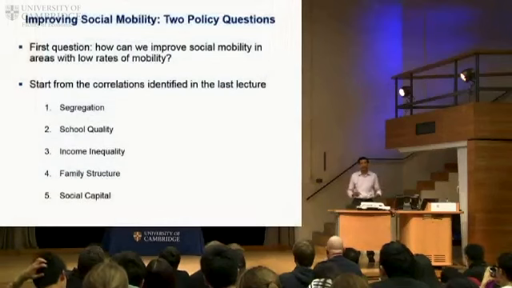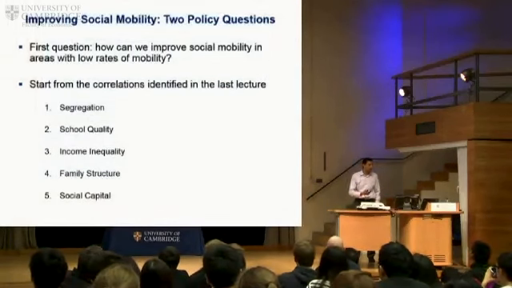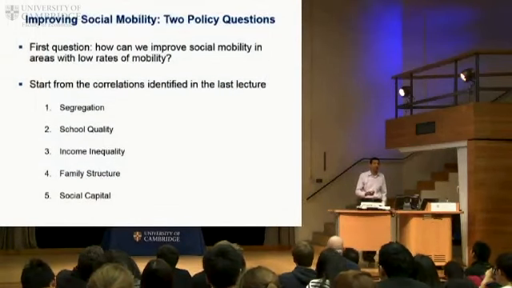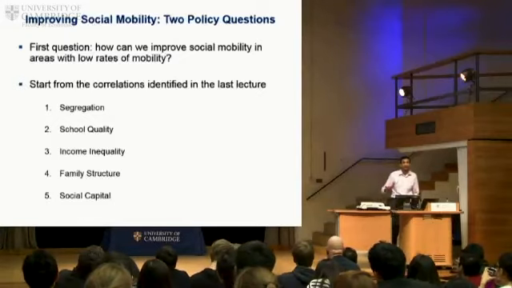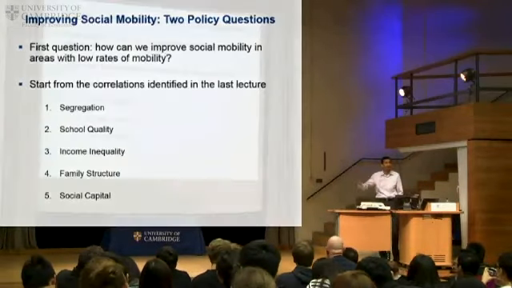So I'm going to focus on two policy questions in this lecture, two types of policy questions. The first is the obvious one that you'd think of, which is how can we improve social mobility in areas with low rates of mobility, the dark red areas in the maps we were looking at in the last lecture.